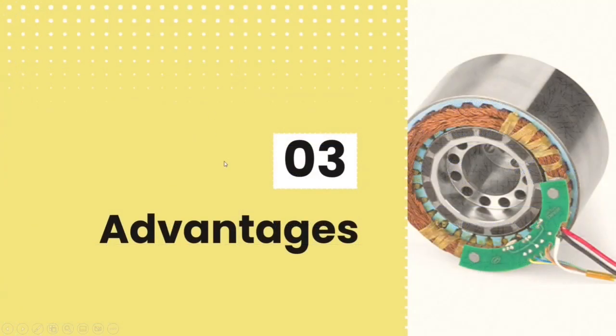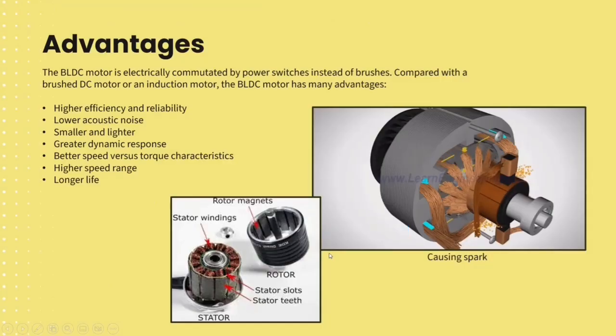So next one is advantages: the actual advantages that we can gain from this BLDC motor. The BLDC motor is electronically commutated by power switches instead of brushes. Compared with the brushed DC motor or an induction motor, the BLDC motor has many advantages.